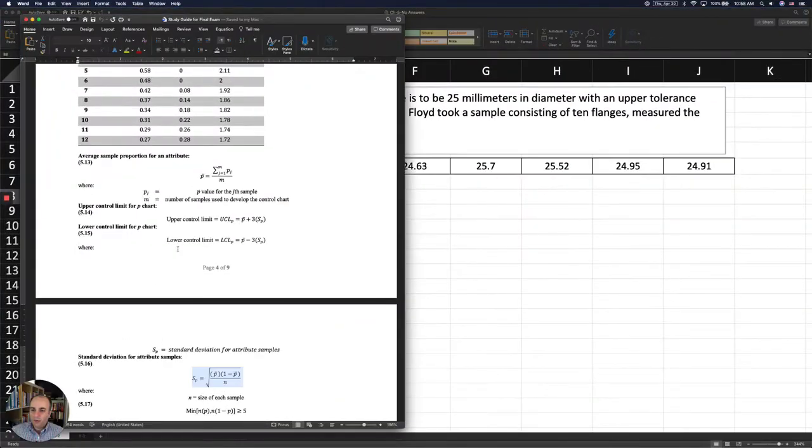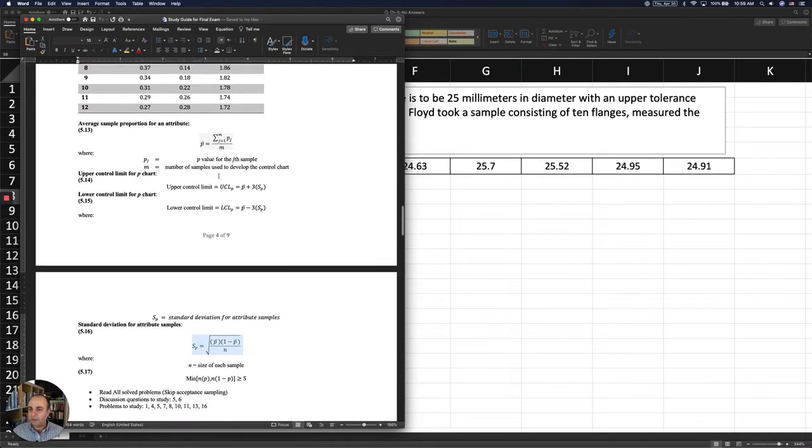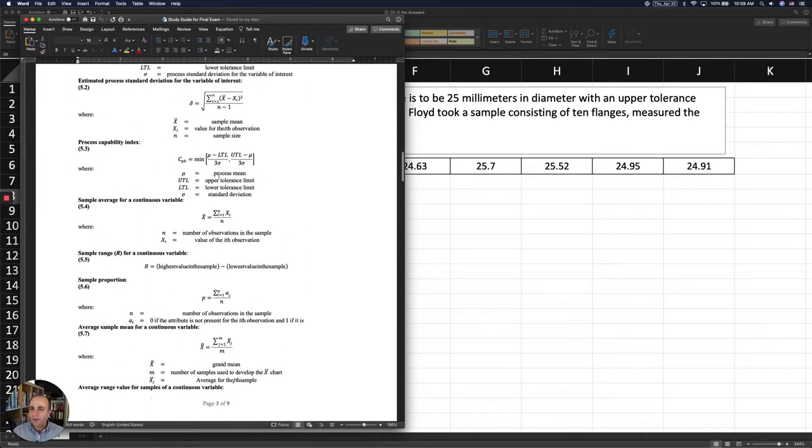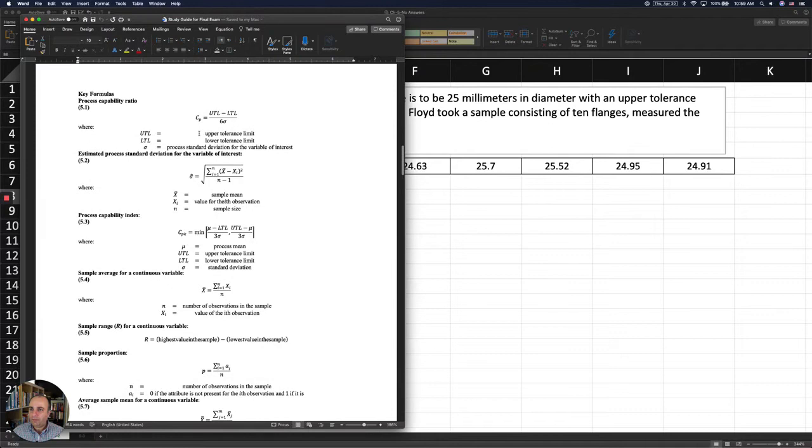So I go to chapter 5 formulas and look for the process capability formula. So this is the process capability ratio. Remember, we use this whenever our process is exactly on target, which is not the case in our problem. We know that our process is not on target. Our target is 25, and our process mean is a little off target.